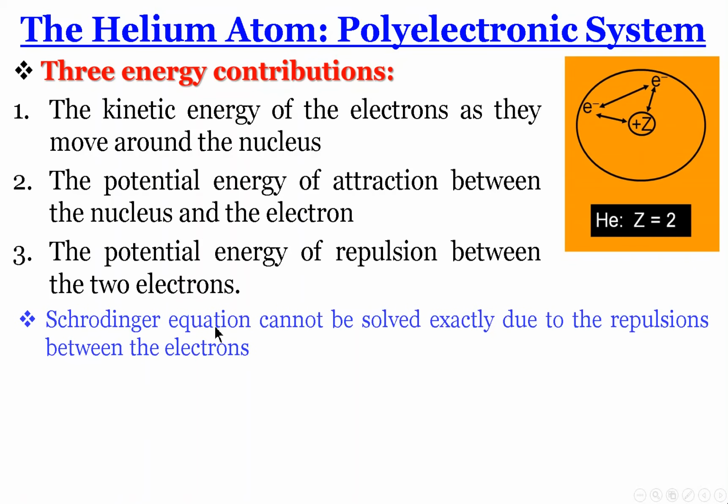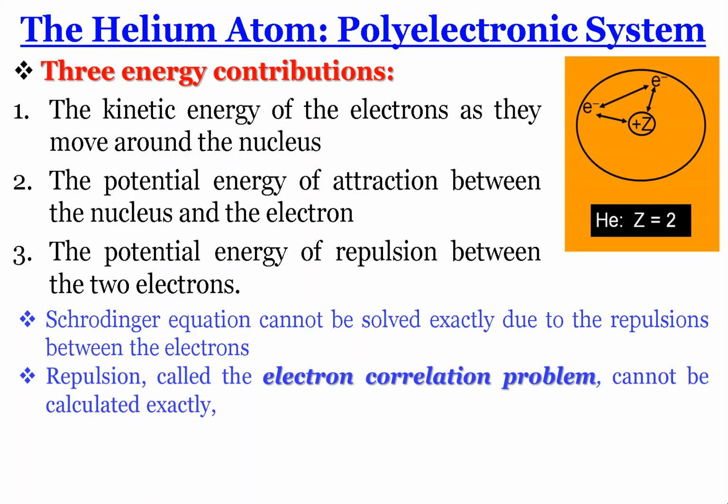So the Schrödinger equation, based on the calculation of the monoelectronic system, cannot be solved exactly due to the presence of the repulsion between the electrons. And the repulsion, in this case, is called the electron correlation problem and cannot be calculated exactly.